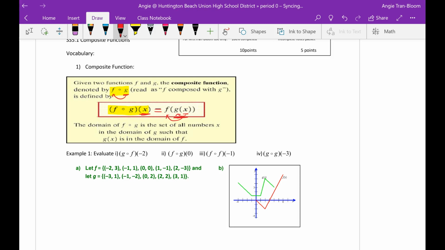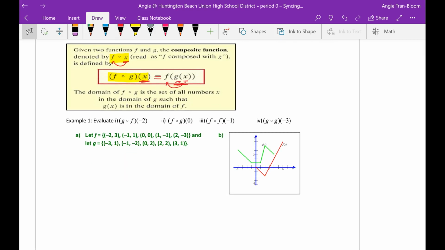The domain of f composed with g is the set of all numbers in the domain of g such that g of x is in the domain of f, okay? So that's really fancy for saying that the domain of the final answer, which is the composition of f of g of x, is the domain of where they both overlap, okay? Which we have seen this before. It's exactly the same way that we would find the domain of a division of two functions, a multiplication of two functions, an addition of two functions, and so on, okay?